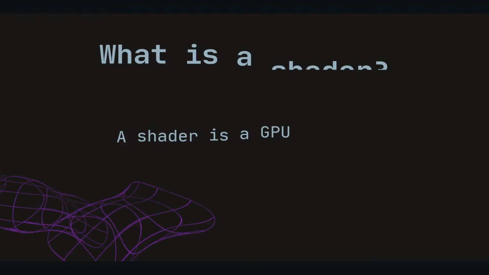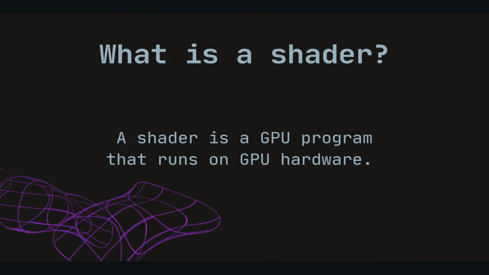All right, so let's get started. What is a shader? Basically all that a shader is, it's a GPU program that runs on GPU hardware. That's the basis of what it is. Why is this different than the regular programs we use with our favorite languages? Unlike traditional CPU code, shaders have special constraints that make programming them kind of weird and different from traditional code.